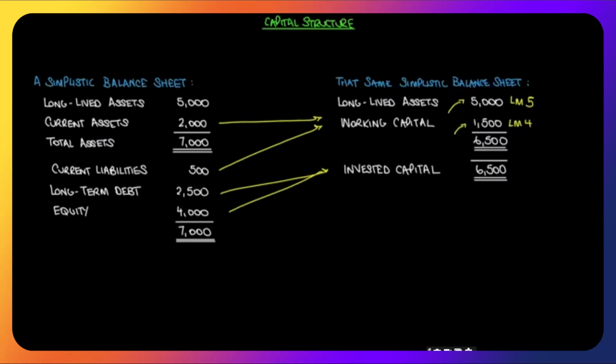Well, in Learning Module 6, we're going backwards. We're saying, let's take our invested capital of 6,500 and let's talk about how we got there. Let's talk about the decision that led us to funding our business with 2,500 of long-term debt and 4,000 of equity. Why not more equity? Why not more debt? They're the questions we're going to attempt to answer in here.